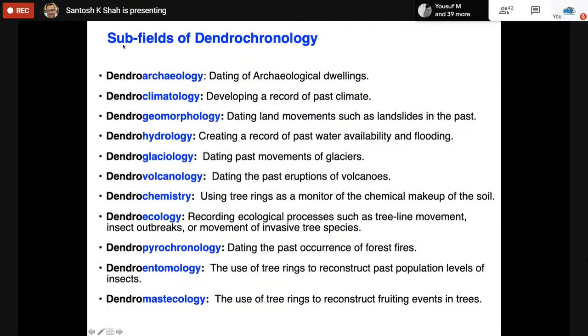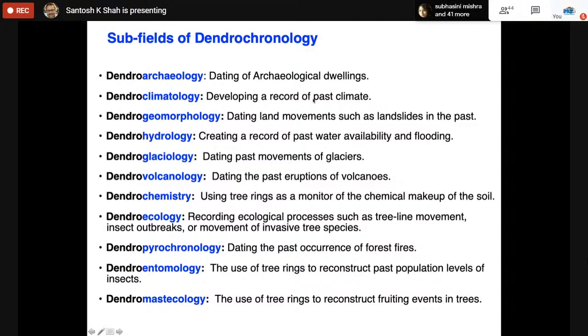And basically, when we use tree rings in this field, if you are studying the climate using tree rings, or dendrochronology, then the suffix will change. In place of chronology, it will come climatology. So it becomes dendroclimatology. This is the development of a record of past climate. Similarly, if you are going to study hydrology, then it will become dendrohydrology.